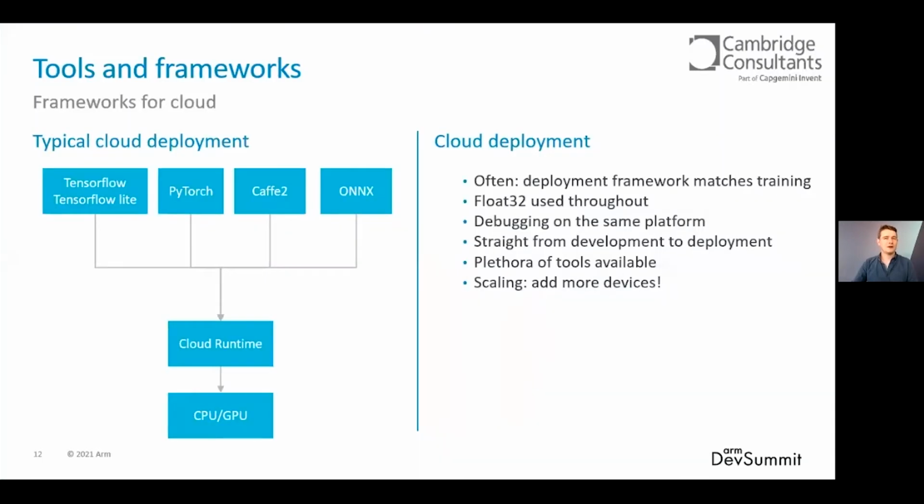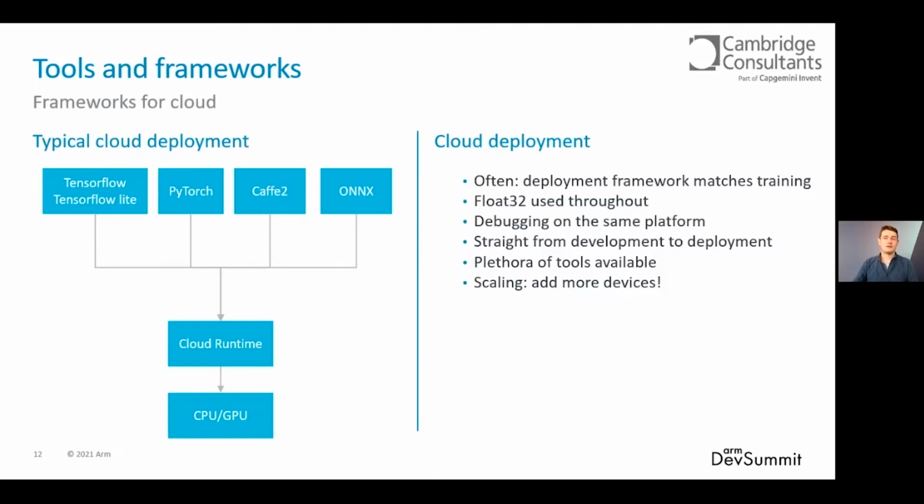A typical cloud-based deployment of a neural network might look something like the diagram to the left-hand side. A model in one of the popular frameworks is deployed to one or more computing nodes, and the cloud runtime executes the model on a CPU or a GPU. Often, the training framework matches the runtime. For example, the TensorFlow model is running inside the TensorFlow runtime.